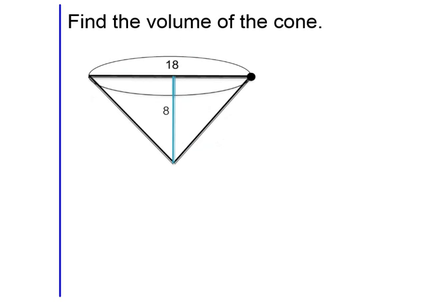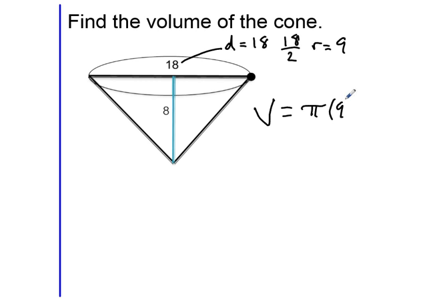In this example, we are given a diameter, but we're not given a radius. So we need to take this diameter and we need to divide it in 2 so that we get a radius of 9. Now let's plug in our 9 into our volume formula, times it by 18, and then all divided by 3.